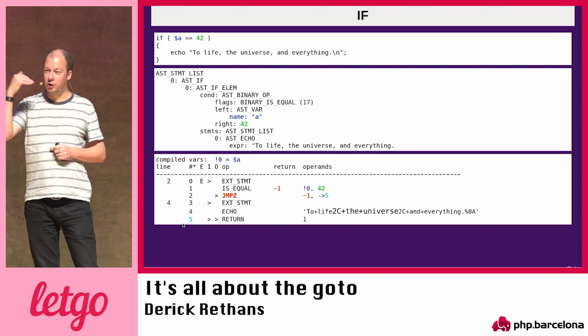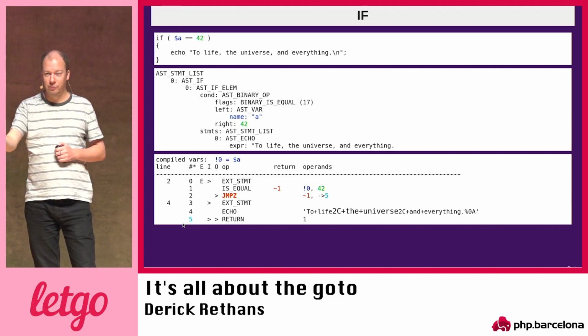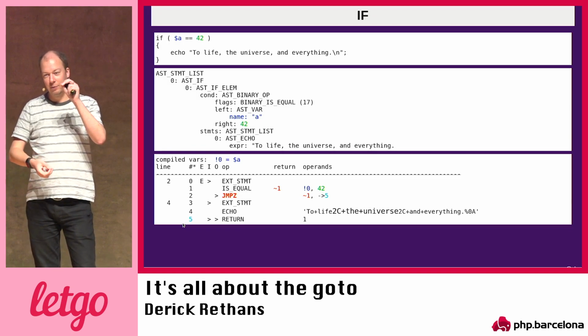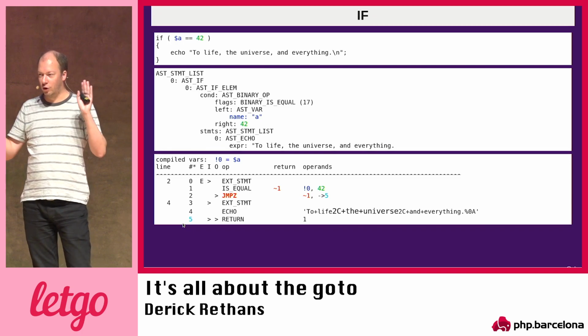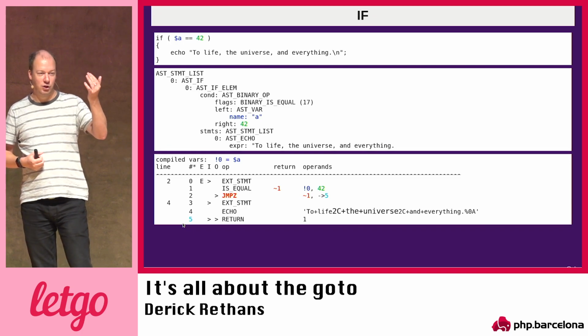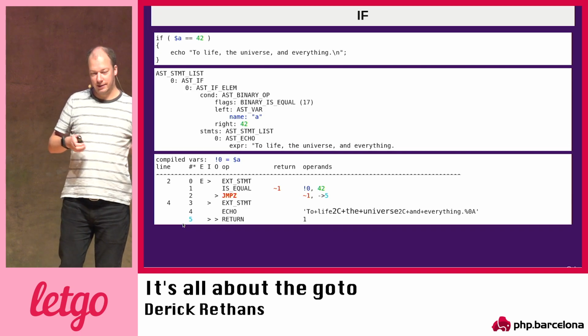So the reason it does the jump up front is that if it didn't, you would need an additional jump to be able to jump out of it. So there is some logic in there that sometimes puts these jumps in different places.